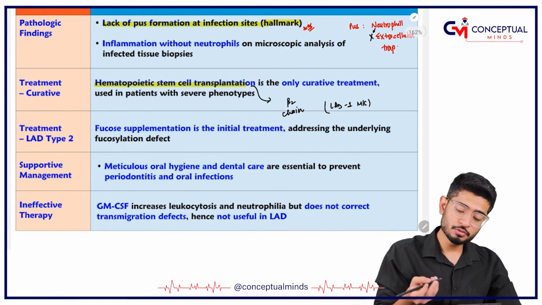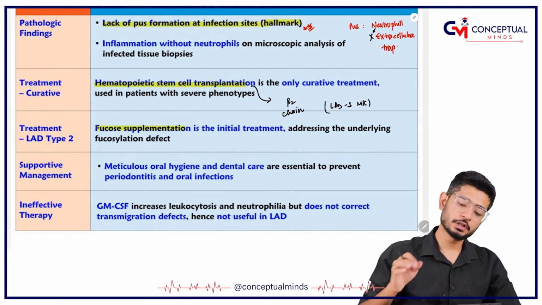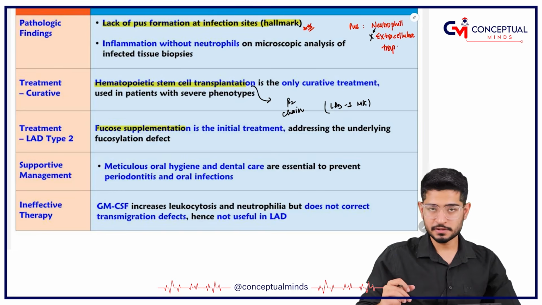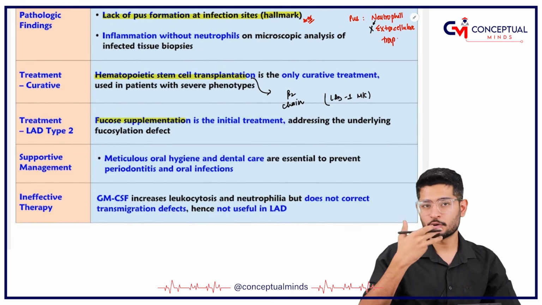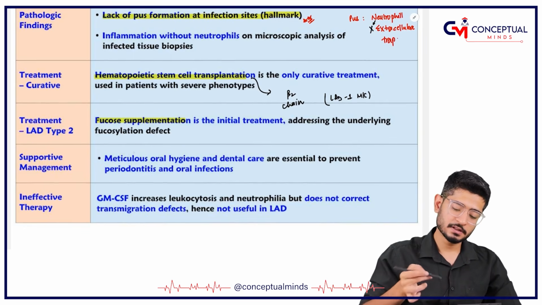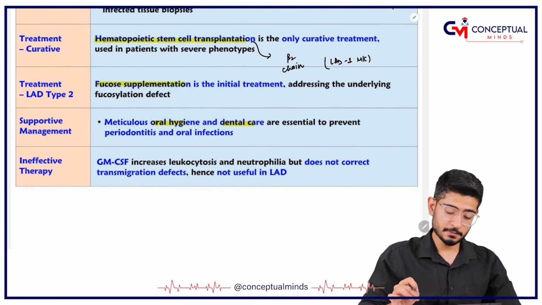But in LAD 2 you have to give fucose supplementation. You give fucose from outside, and fucosylation is going to occur. And of course because the oral mucosa involvement, gingivitis and everything is so much, you have to take care of oral hygiene, dental care. That's going to be the treatment.